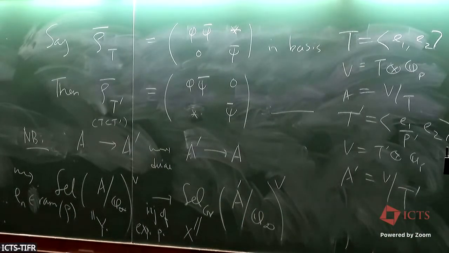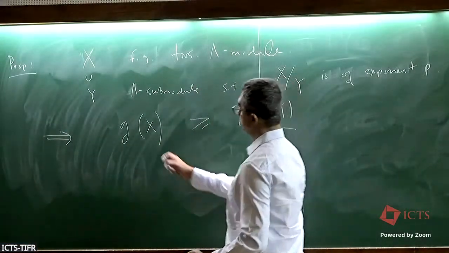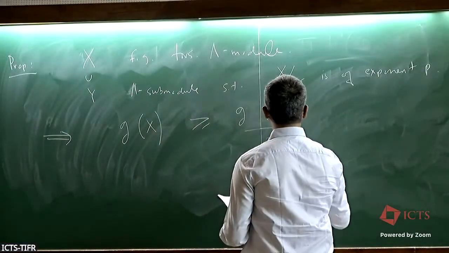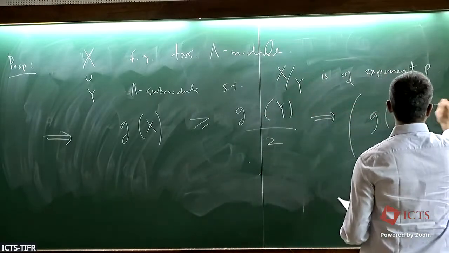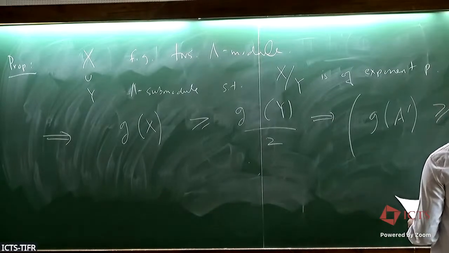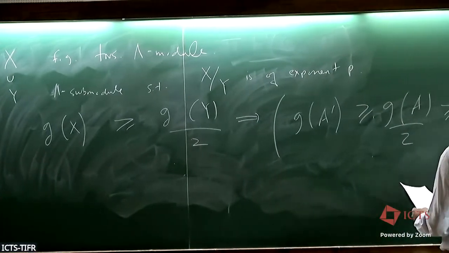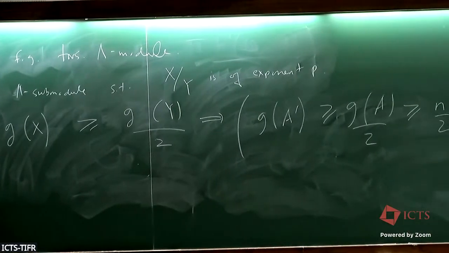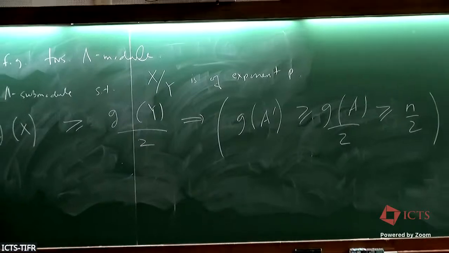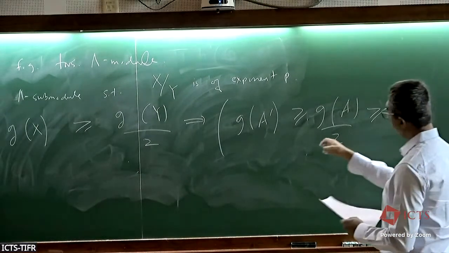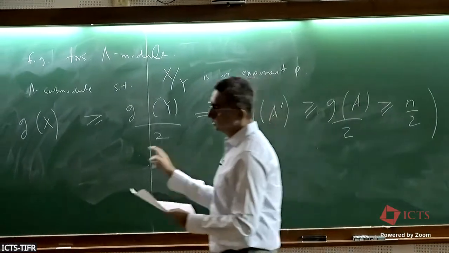And it tells you that the Selmer rank, the G of A prime, is bigger than G, so we see that the Selmer rank, the number of generators of A prime, is at least n by 2 by this result of Matsuno.